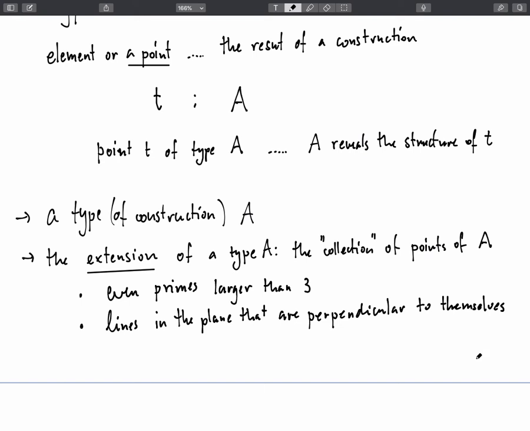Can a type be a point? That is a good question. And the answer is, well, if it is to be a point, it must be of a certain type. So you're asking, is there a type of types? Yes, we are going to introduce a type of types, and we're going to call it a universe.